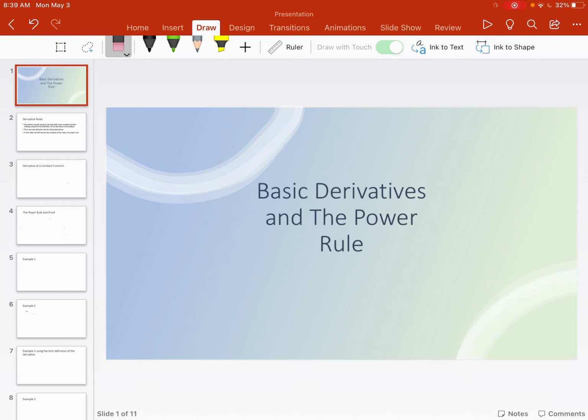Hey guys, so today we're going to discuss the power rule, and we're going to use it to compute some derivatives. So we're going to do some examples. I'll also do examples in a tutorial video afterwards, much more complicated examples, I guess.